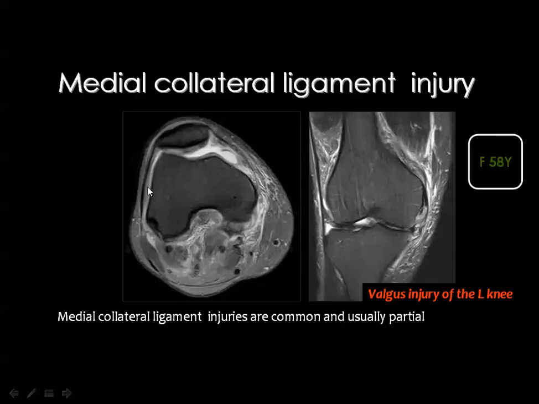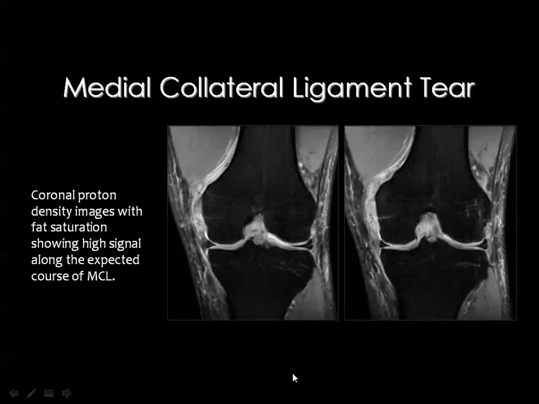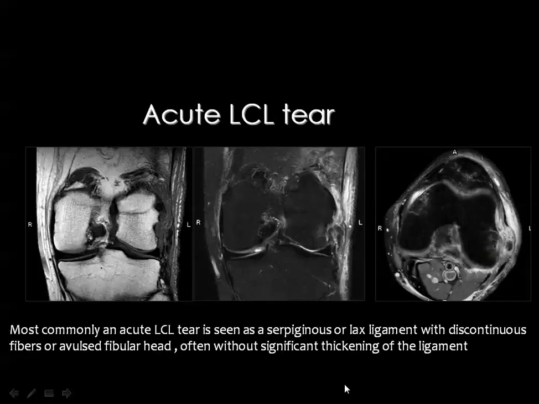The lateral patellar retinacula is intact, and the medial retinacula is not seen very well, and it is surrounded by fluid signal. Medial collateral ligament tear, you look in the notch here, and this is the medial side of the knee, and this is the supposed course of the medial collateral ligament, which is not seen along its whole course and is replaced by fluid signal diagnostic of its rupture.